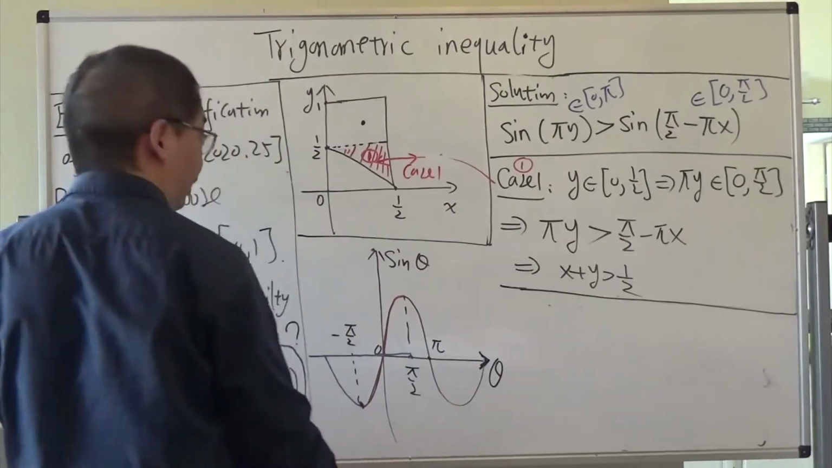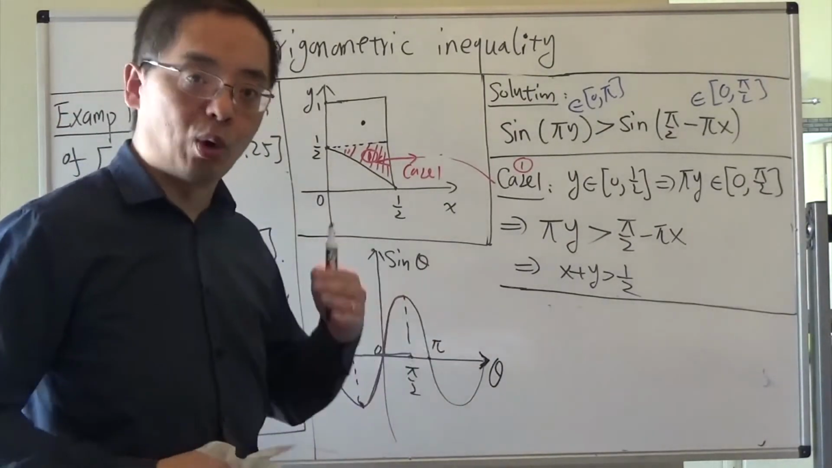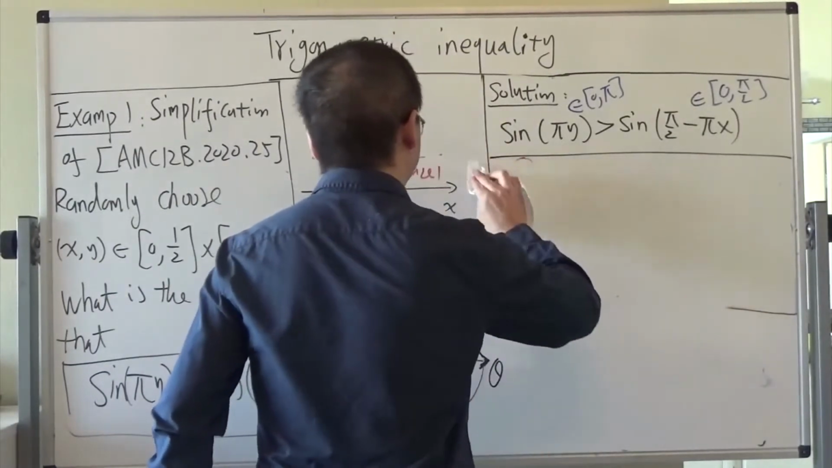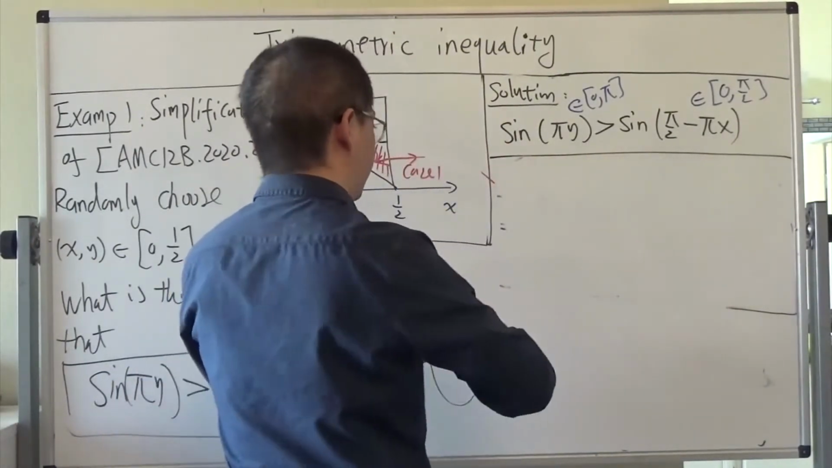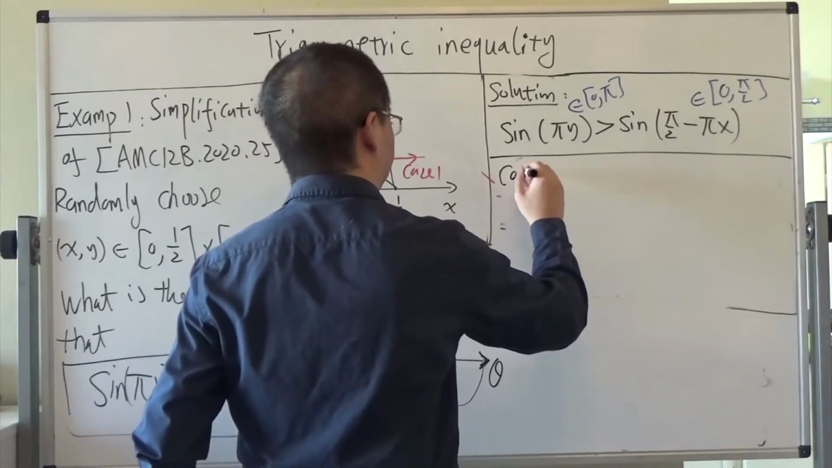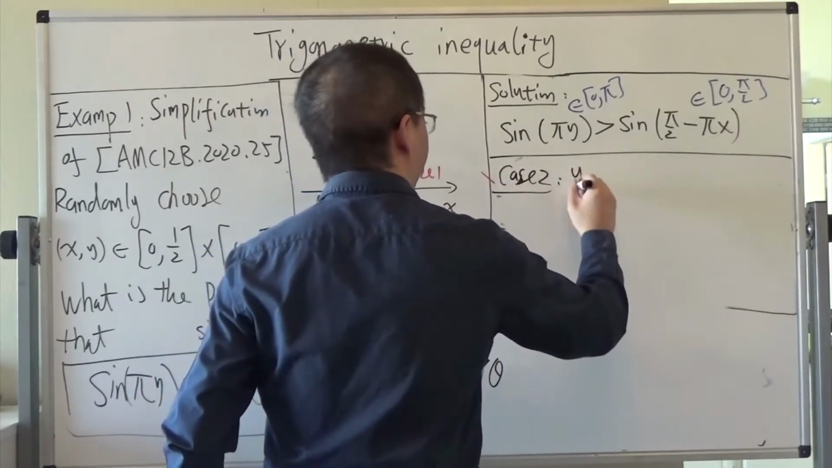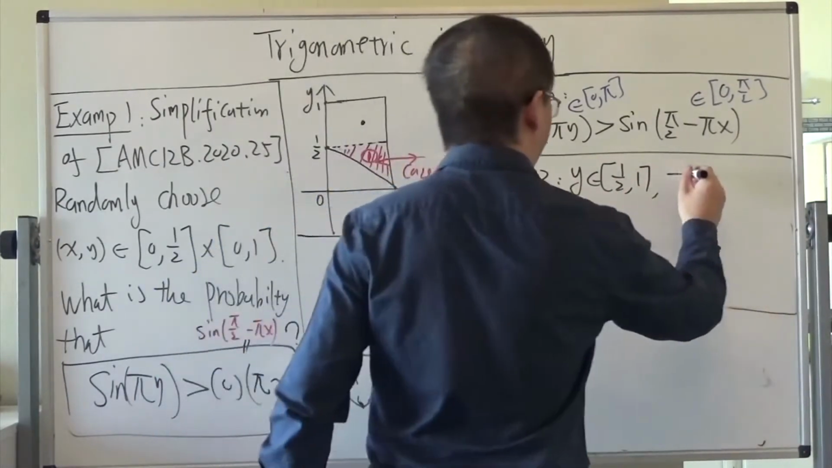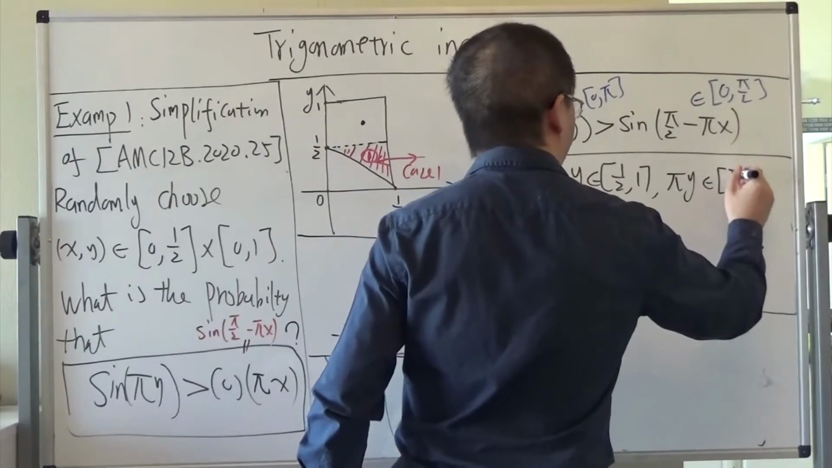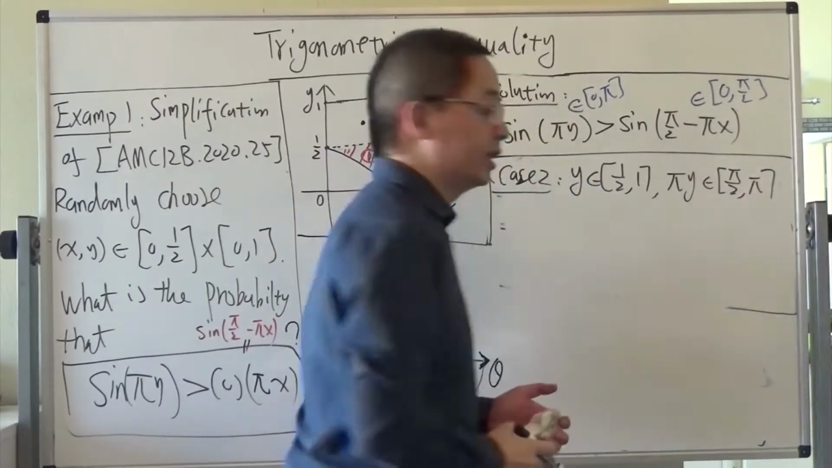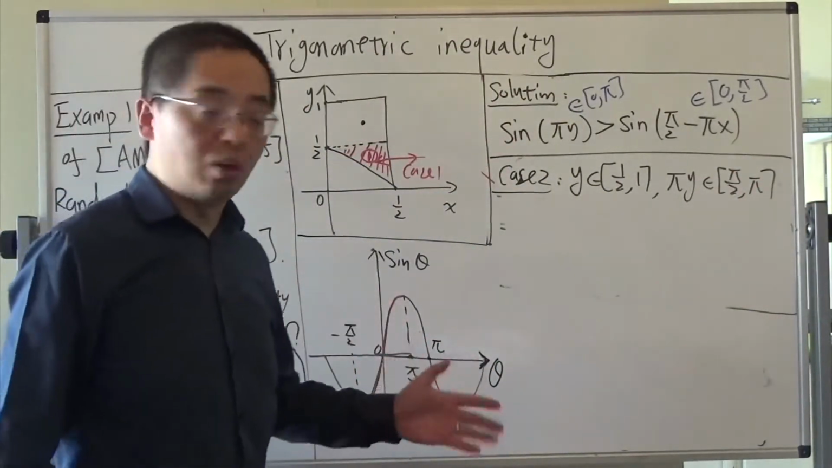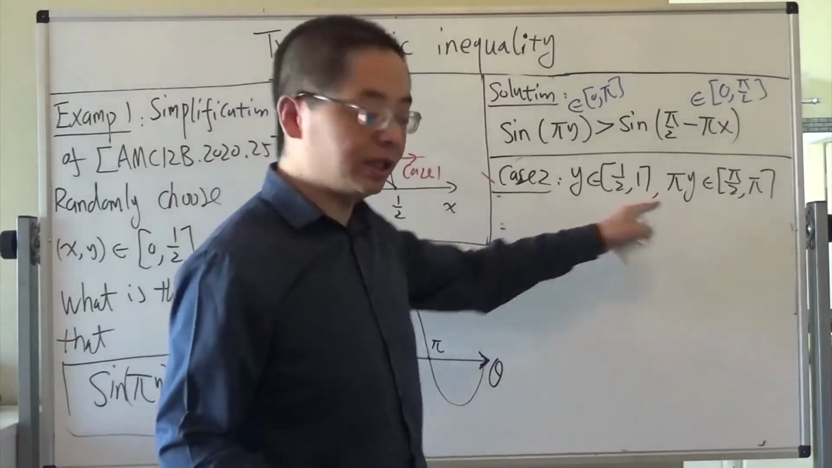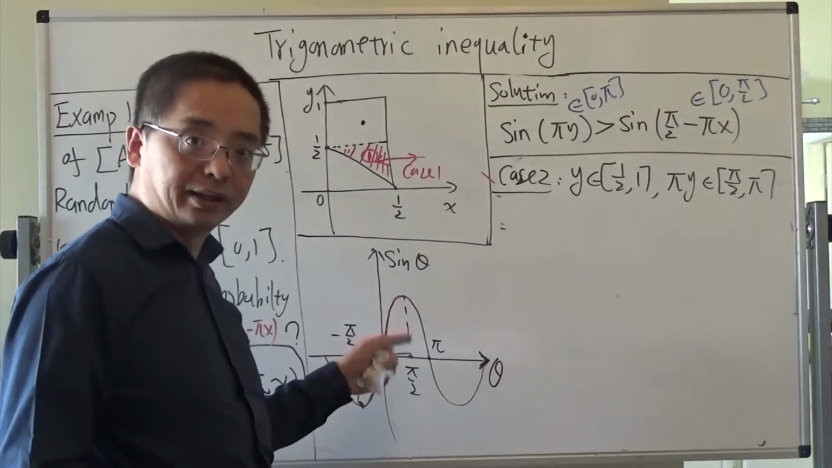Now let's look at case 2. That's when y is between 1/2 and 1. For this case, pi y belongs to pi over 2 to pi, which is outside of the desired region. So I'm going to use a trigonometric identity to transfer this back to the desired region.